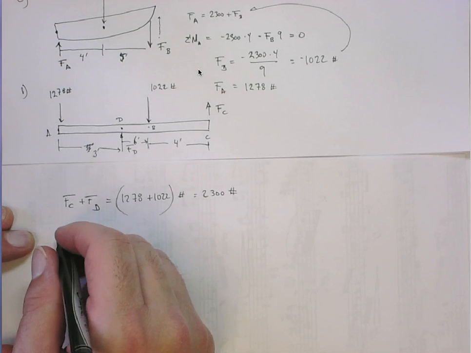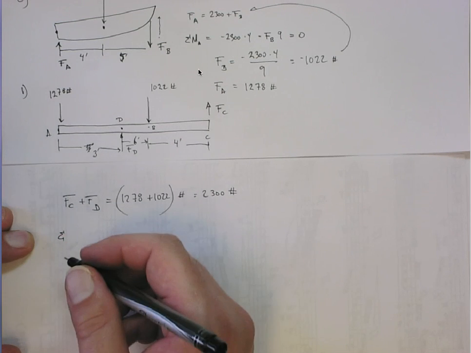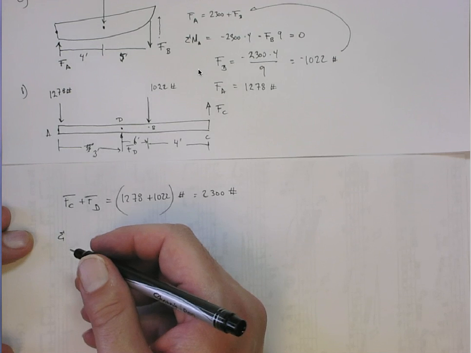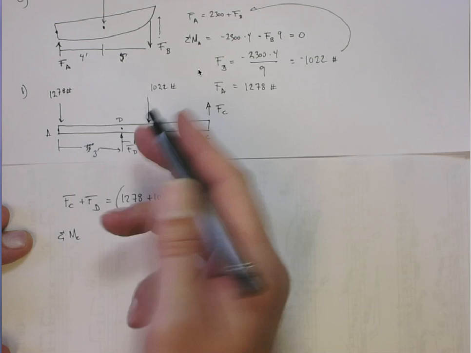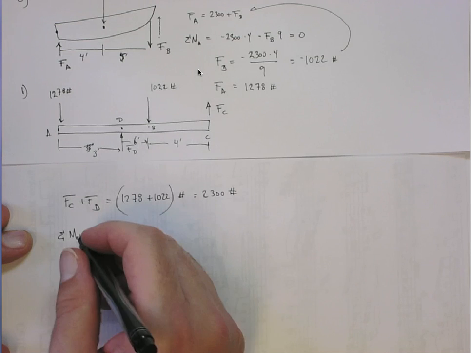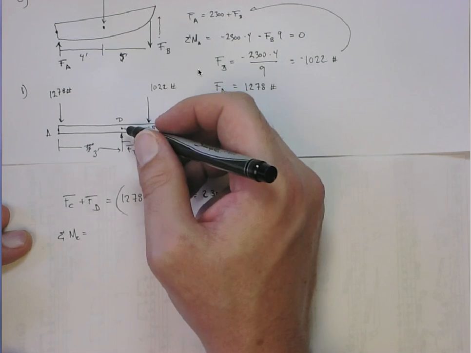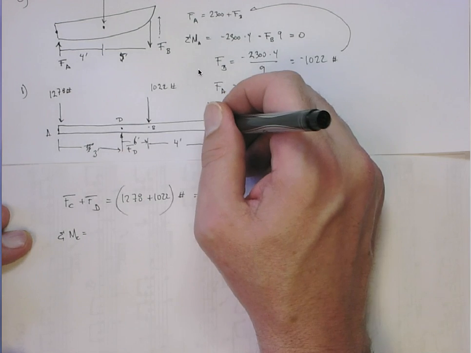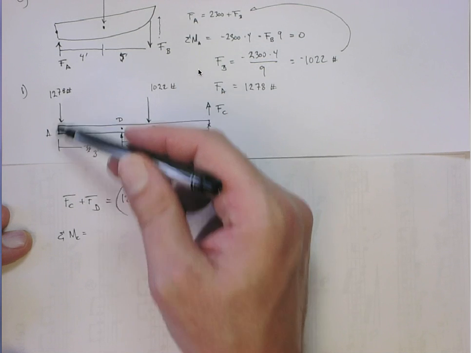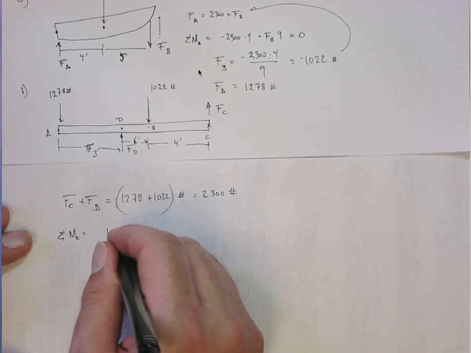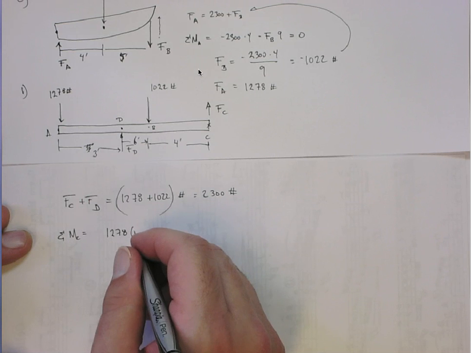And then let's do sum of moments around point C. So we drop out the C and we can get an equation that just involves D. Of course, you can pick any one that you want. So if we pick it around point C, force A is a positive moment, 1278, and its moment arm is 13 feet.